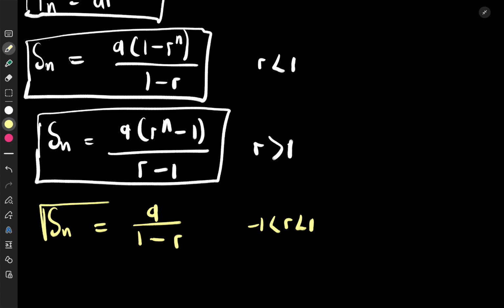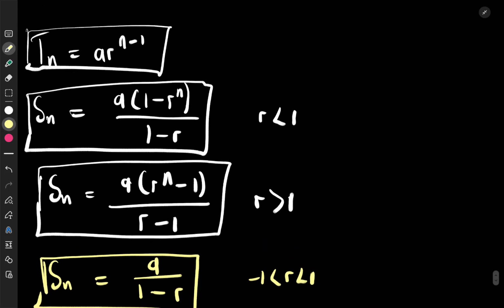And here we have our values. This means it's a fraction. These are the sums, and here are the formulas which we're going to use.